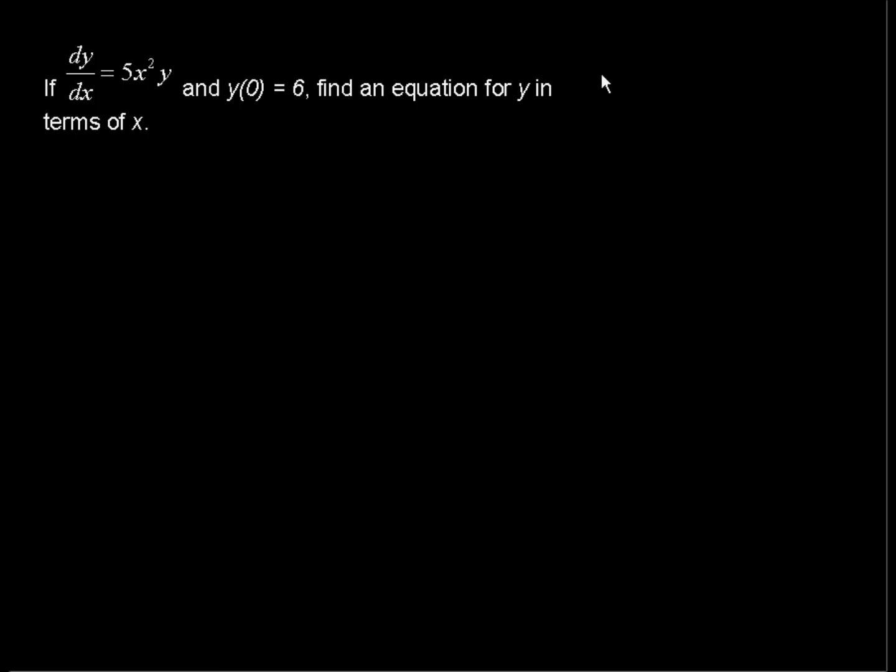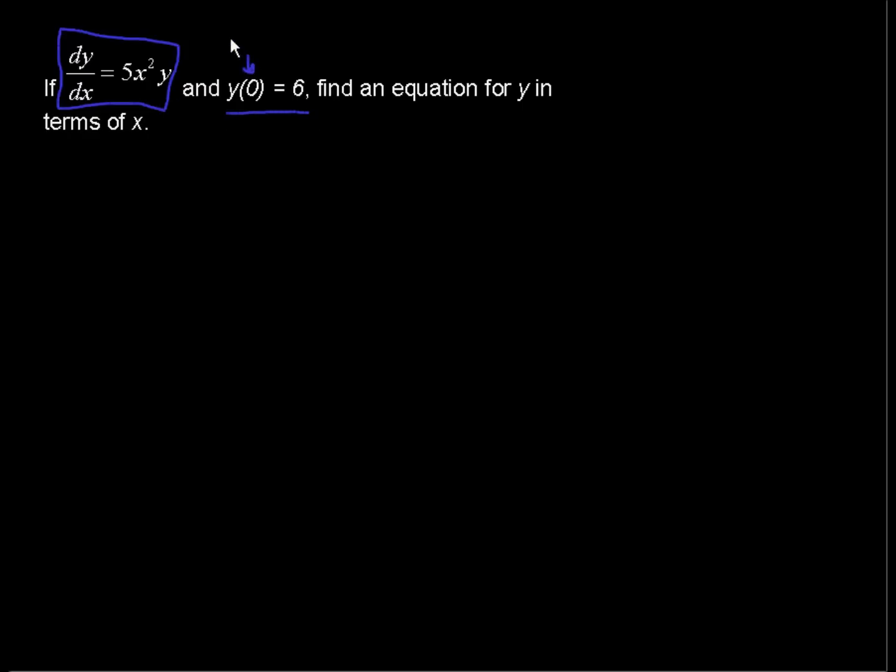In this video, I'll walk through an example of solving a differential equation. If dy/dx equals 5x squared y and y of 0 equals 6, find an equation for y in terms of x. This is our differential equation, dy/dx equals 5x squared y. And this is our initial condition.